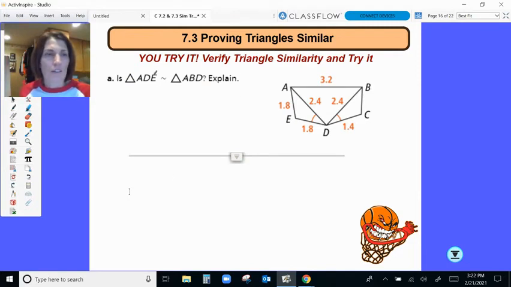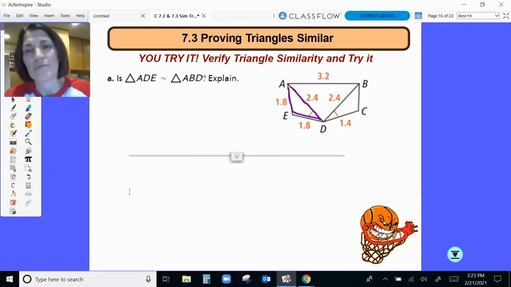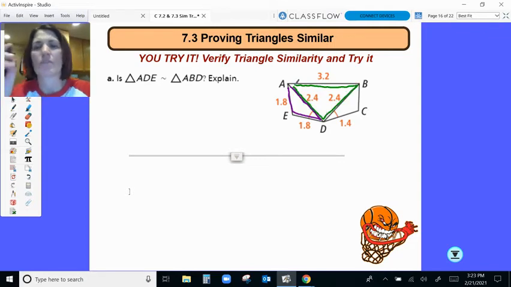So here's another one. You might want to try to do this one. Try to separate these triangles. Is ADE similar to ABD? If you look at the triangles here, ADE is this one right here. I pull it apart. ADE is the one we're looking at. Is that similar to ABD, this bigger triangle here? You might want to pause the video and see if you can do that on your own.